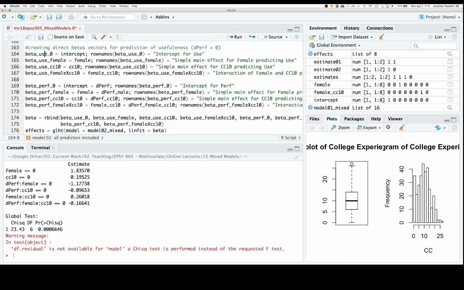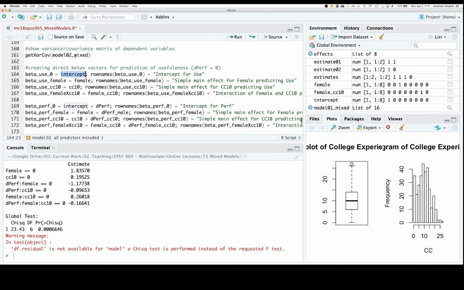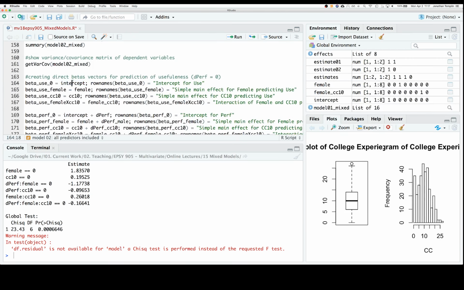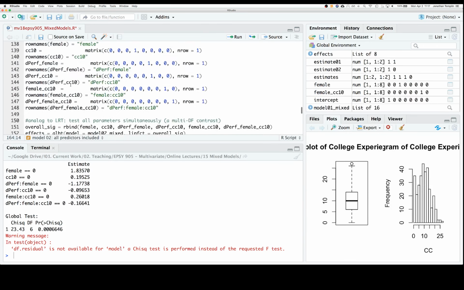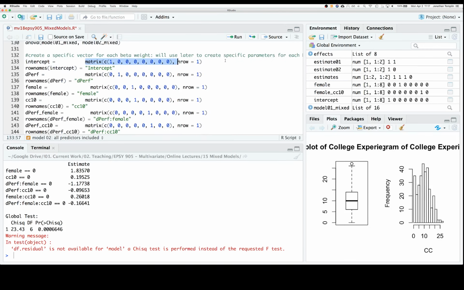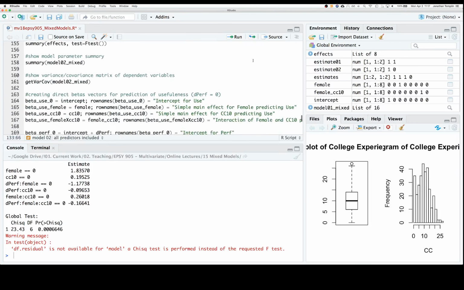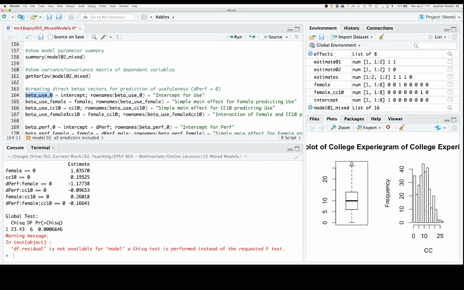All right, what is beta 0 for usefulness? That would be the mean of usefulness. And because of the way we've coded our analysis, the intercept value is just that term. So this beta use 0 represents the intercept that I created right here, this value for the parameter. So I'm going to recombine that into a new thing where I call it beta use 0.